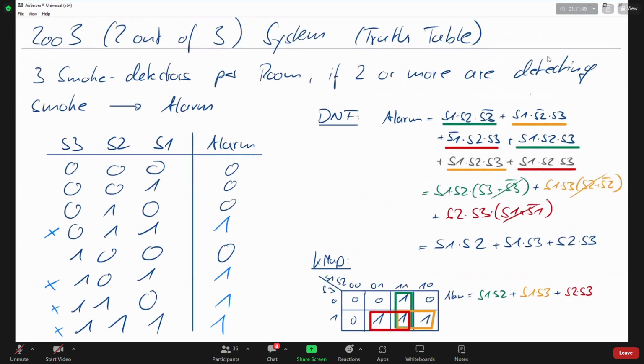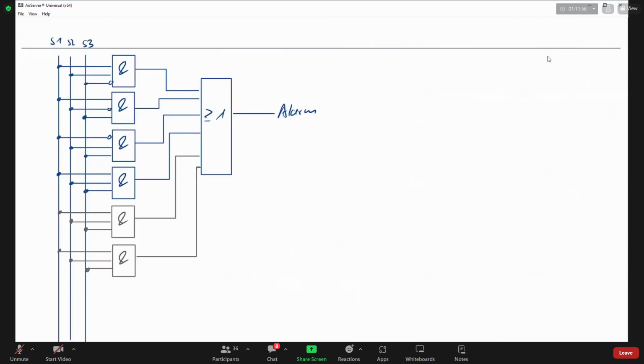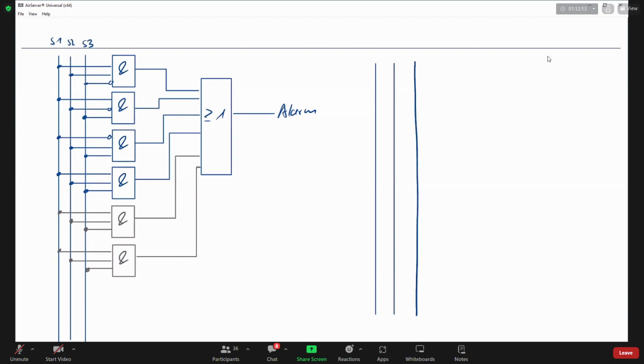So exactly the same output like we had before, which is leading us now to redraw that as the following. Again, S1, S2, S3. And we have 3 ANDs.